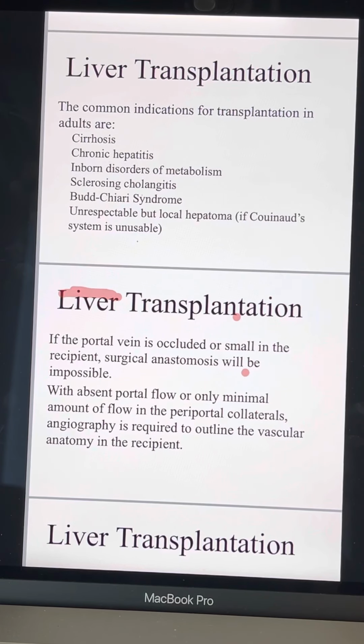If the portal vein is occluded or small in the recipient, surgical anastomosis is not possible. So please know this part. The portal vein size is important, and if the portal vein is occluded or small in the recipient, then anastomosis is not possible. With absent portal flow or only a minimal amount of flow in the periportal collaterals, angiography is required to outline the vascular anatomy of the recipient.